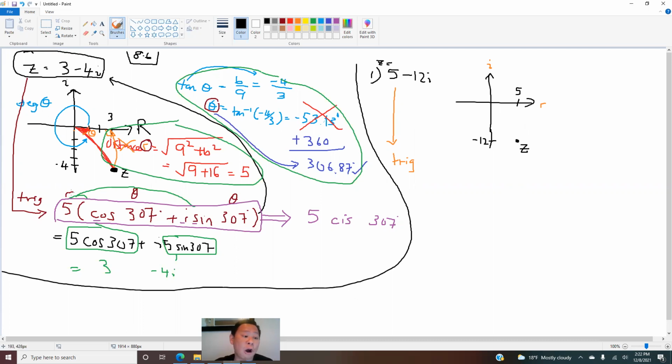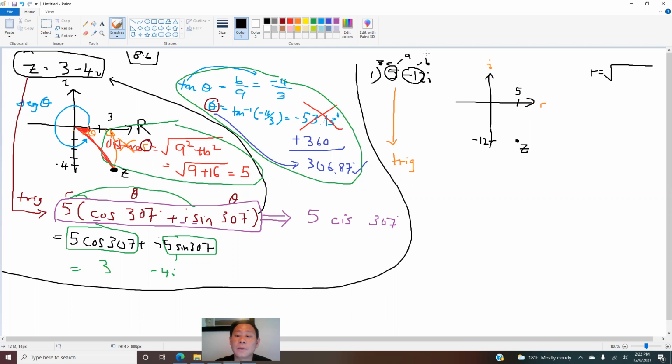So you need to know your R and your theta. So how do you find your R? This is how you find your R. R in this case is the distance. So you just take the square root of a squared plus b squared. Don't forget, this is your A, this is your B.